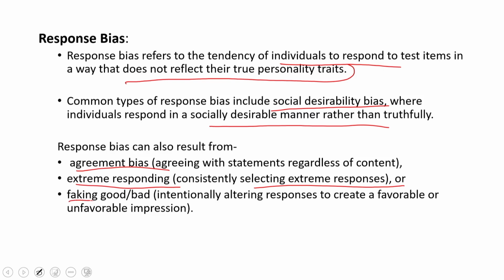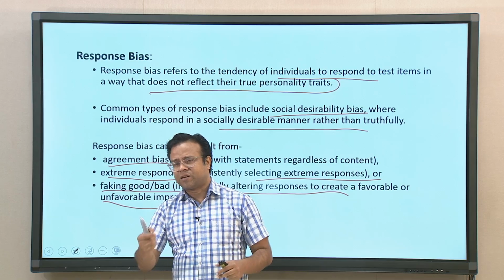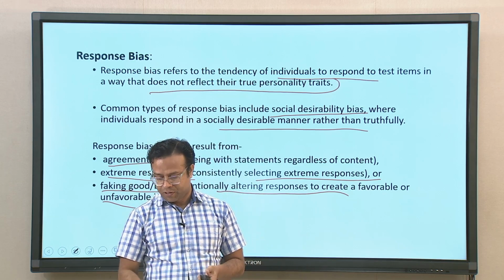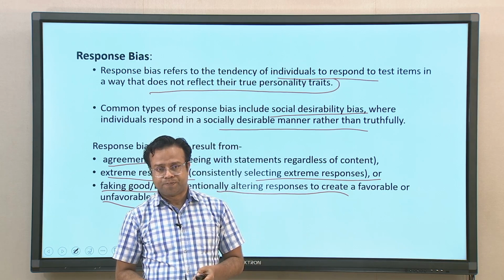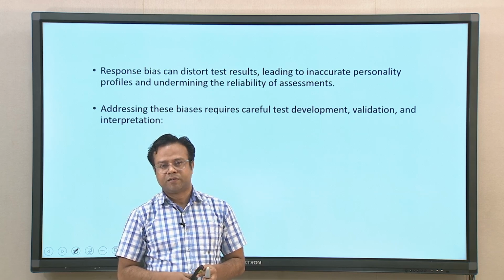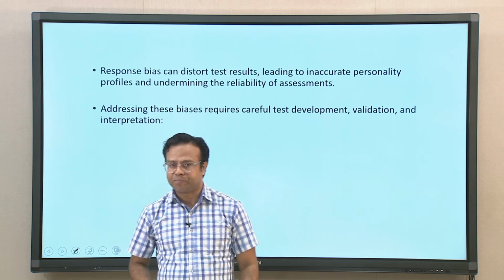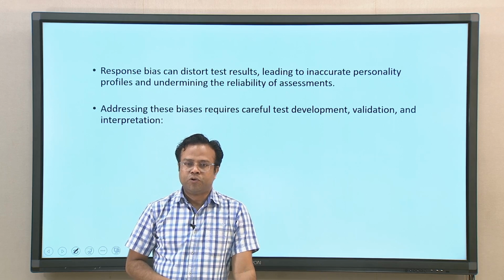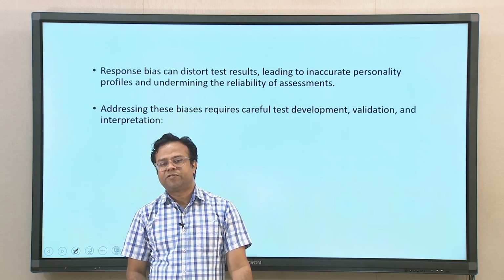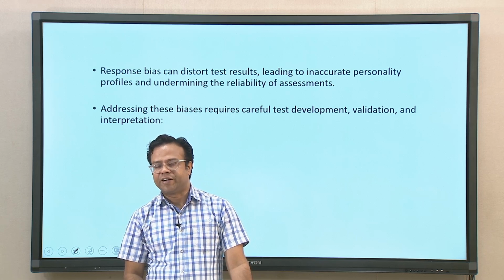Some people also fake good and bad, intentionally altering the response to create a favorable or unfavorable impression. So faking goodness, or giving bad or good responses, also leads to response biases. That can also influence the test result. So response bias can distort the test result, and you will not get an accurate picture of that person. So that is also problematic, because it will give an inaccurate personality profile of that person, which will influence the reliability of assessment. So addressing these biases requires very careful test development, validation and interpretation.